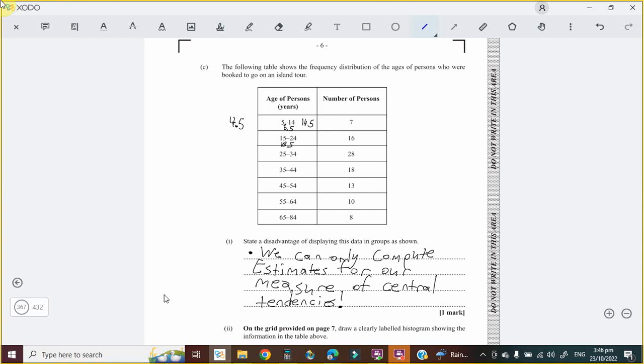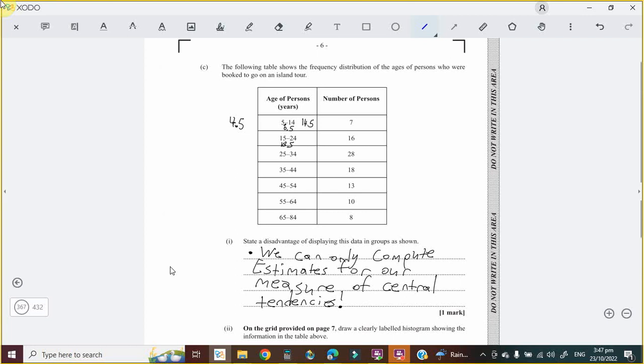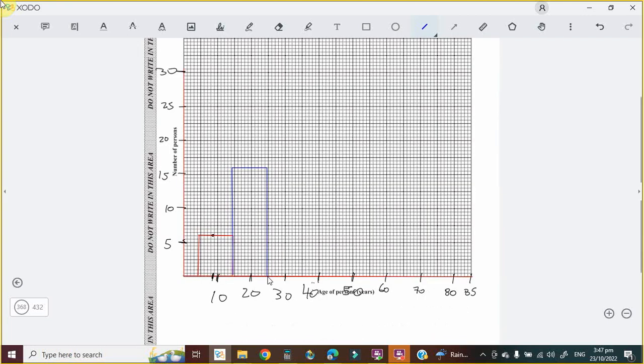Next midpoint is what? Good, so 28.5. Alright, so 28.5 to 28. Alright, so we'll go 20. So 28.5 to 28. Good. Alright, so that would be in the middle.